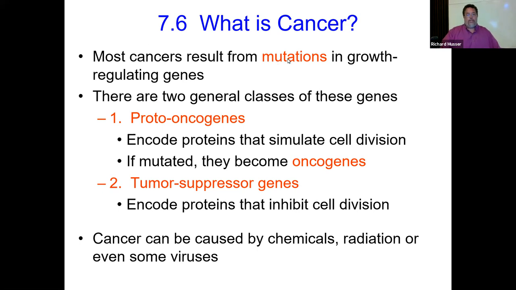So basically, these mutations form in growth-regulating genes. There are generally two classes of these genes. Proto-oncogenes are basically proteins that stimulate cell division, so if these genes get altered, you're going to have unregulated cell division. And then there are also tumor suppressing genes, which normally inhibit cell division. These also get mutated and altered.